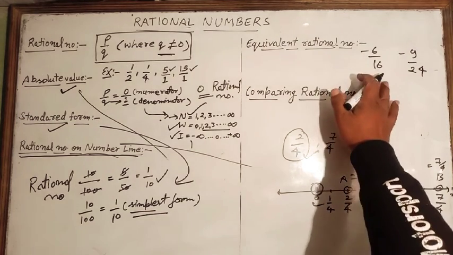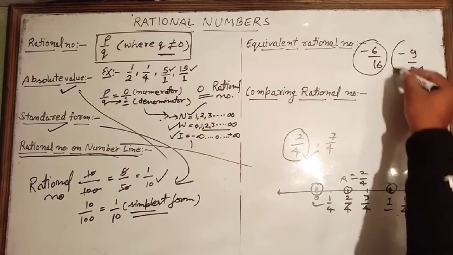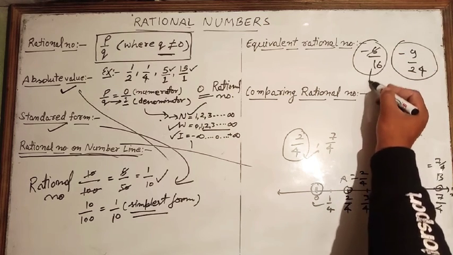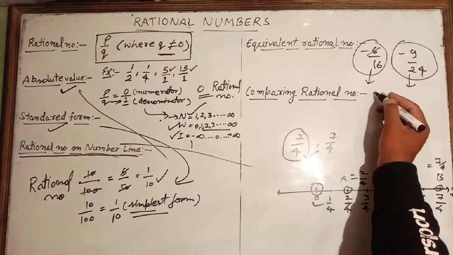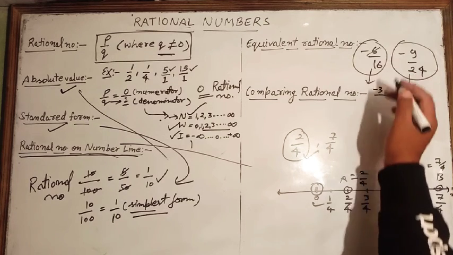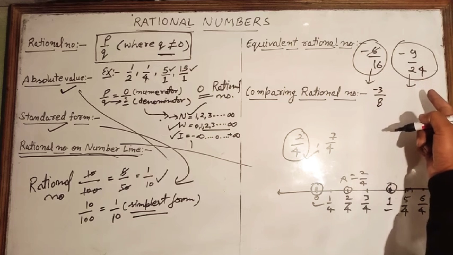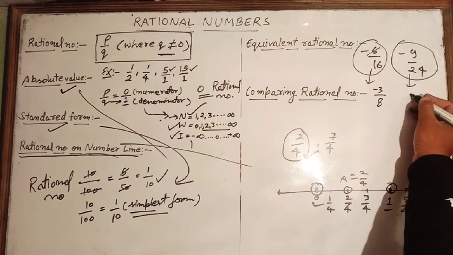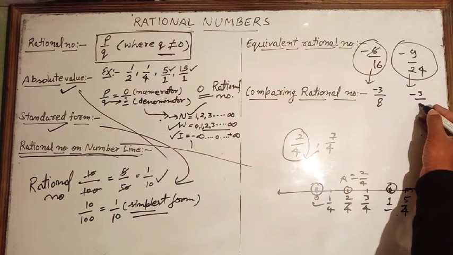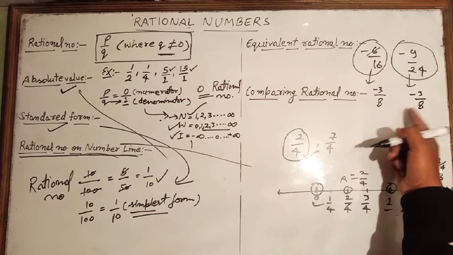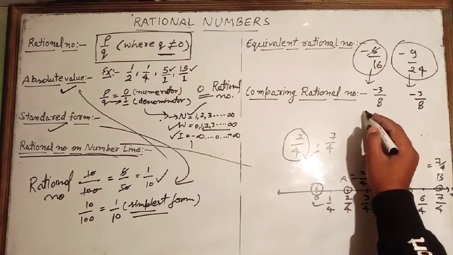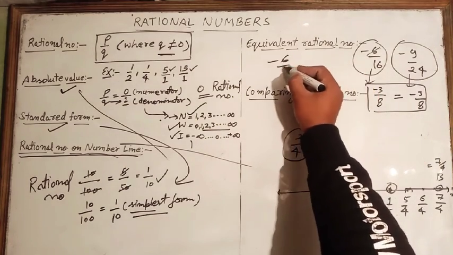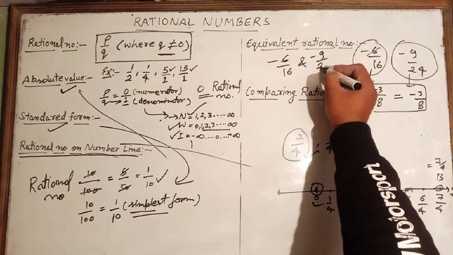First you will write both rational numbers in the simplest form. You can check, we can divide the first by 2. So it will become minus 6 divided by 2 is minus 3, and 16 divided by 2 is 8. The second one is not divisible by 2, but both are divisible by 3. So 9 divided by 3 is 3 and 24 divided by 3 is 8. This is the simplest form, and this is again the simplest form. So in simplest form both are equal. So both fractions, minus 6 upon 16 and minus 9 upon 24, are equal.